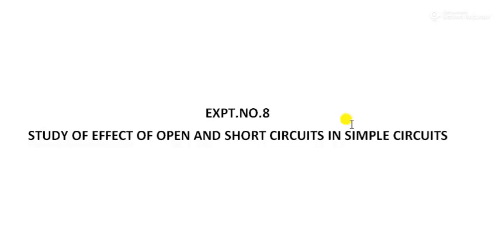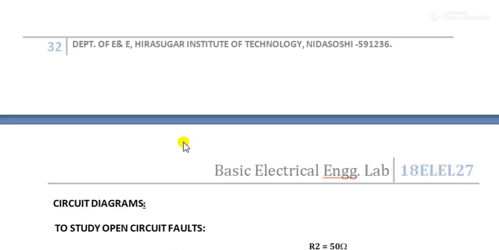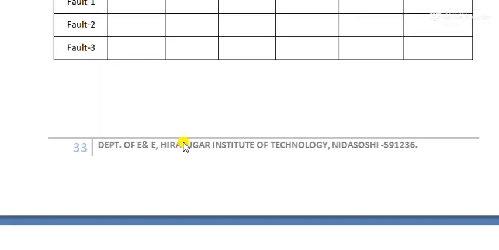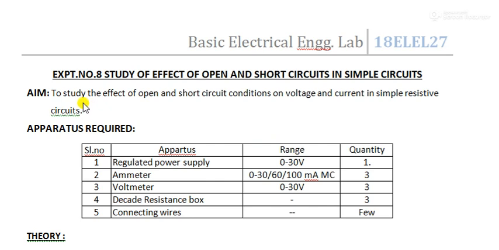Hello students, today we will discuss experiment number 8, that is, study of the effect of open circuit and short circuit in simple DC circuits. So here, let us see what the aim of this experiment is: to study the effect of open and short circuit conditions on voltage and current in simple resistive circuits. This is the aim of the experiment.